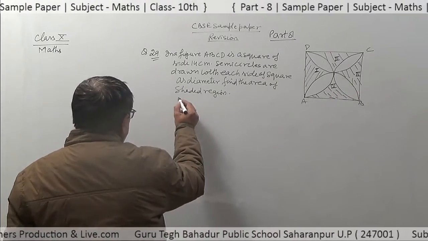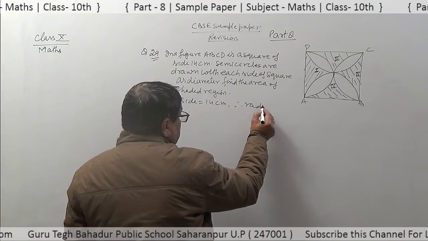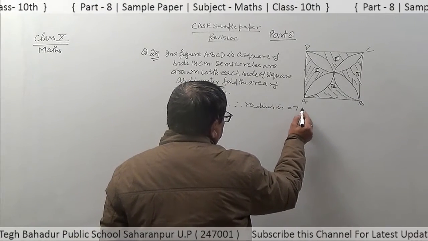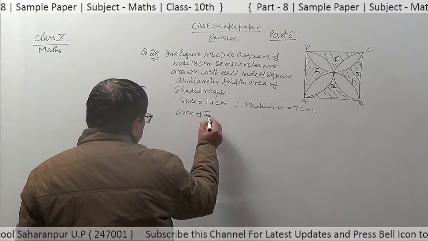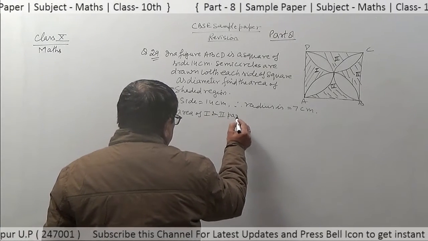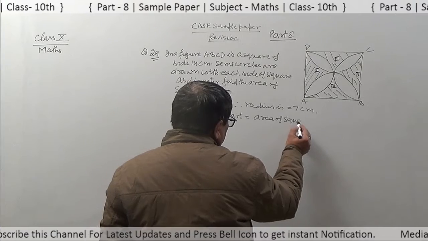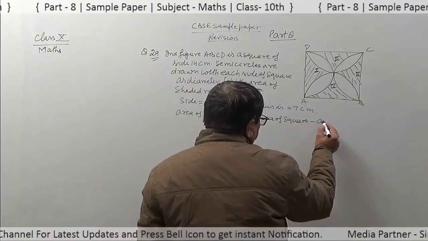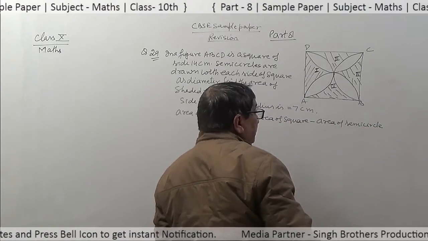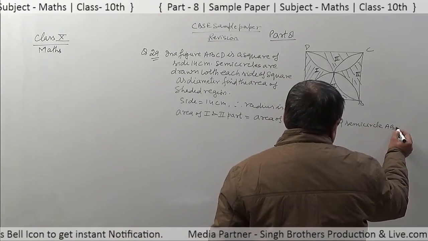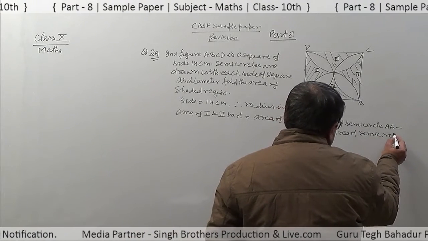Now see, the side is 14 centimeter, therefore radius is 7 centimeter. Area of first and second part is equal to area of square minus area of semicircle AB and minus area of semicircle CD.